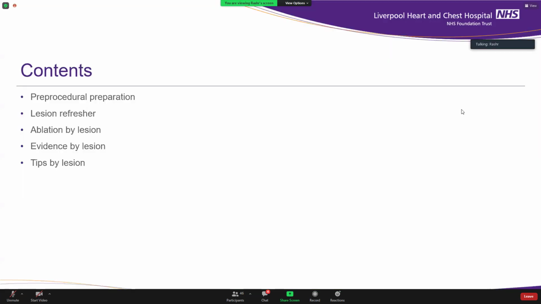So I thought we'd just go a little bit through pre-procedural preparation, a few of the most complex lesions that generate the most work for us, a bit by ablation by lesion and some of the evidence by lesion, and a few tips that I've found useful over the years for ablation in the most complex structural lesions.